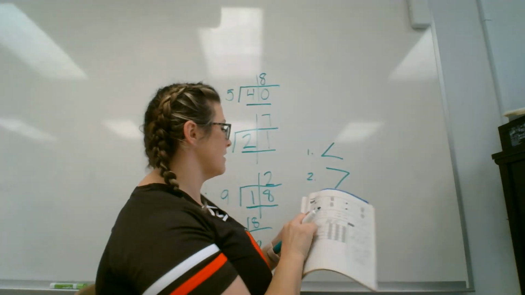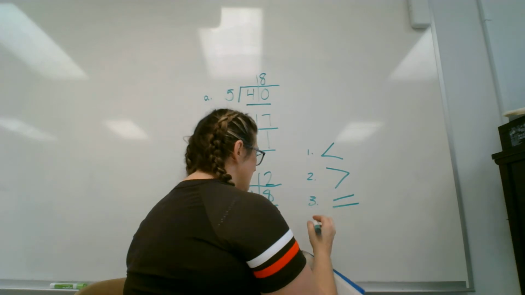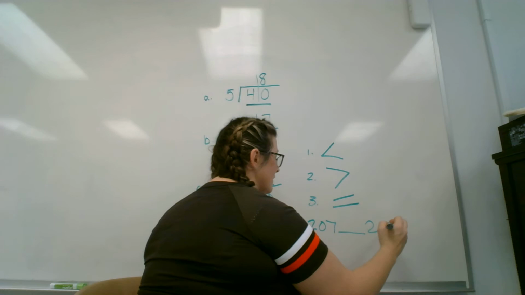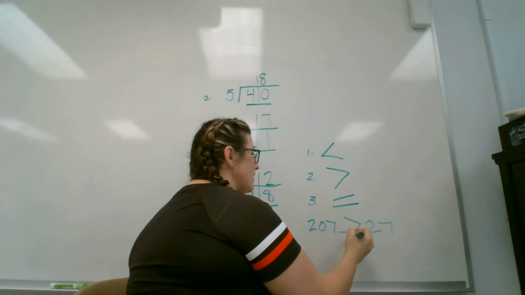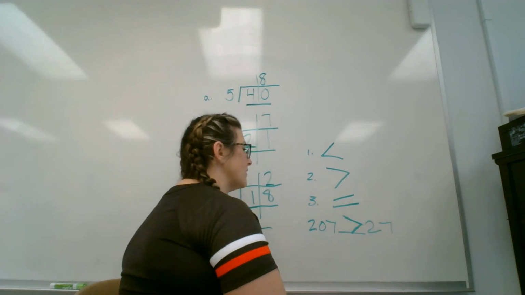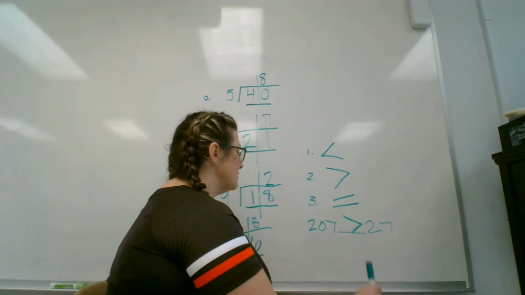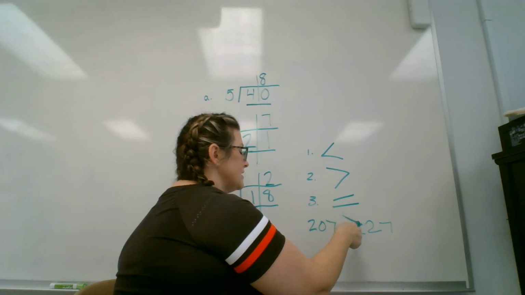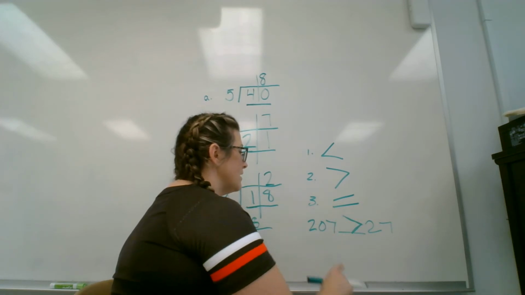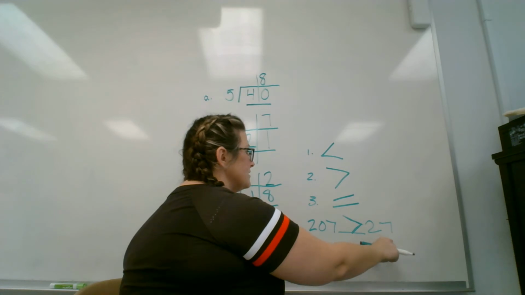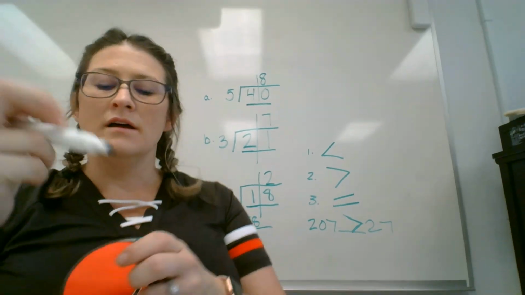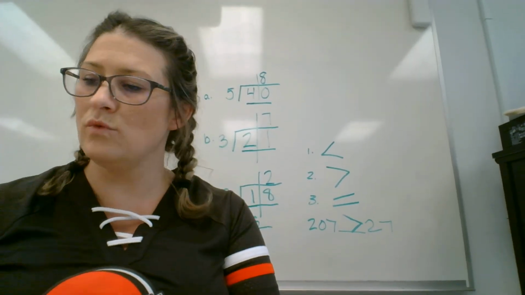Remember, if you have a number like 207 and 27, your little alligator mouth always eats the bigger number, okay? So for 207, the open sign will be facing 207, okay? 207 is more than 27. Go ahead and complete those. When you are finished, we will start part 3 in your workbook page.